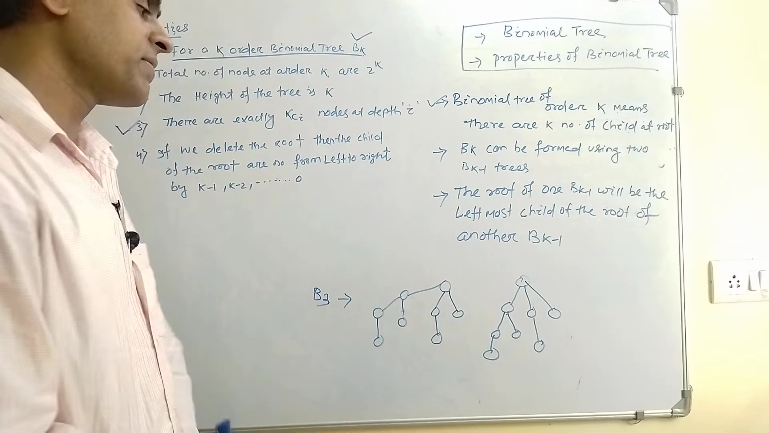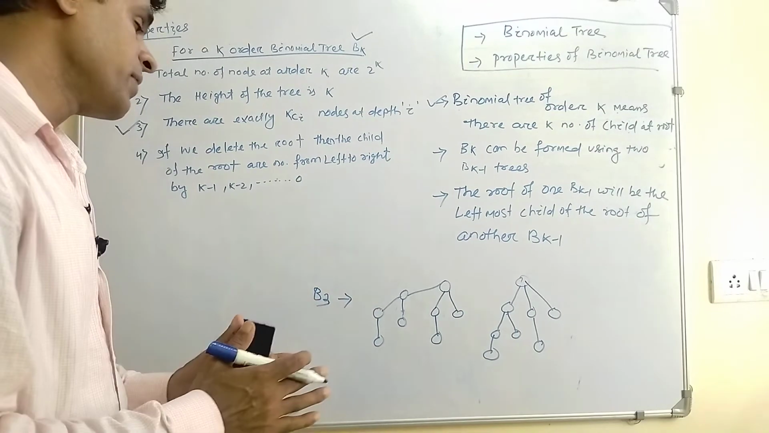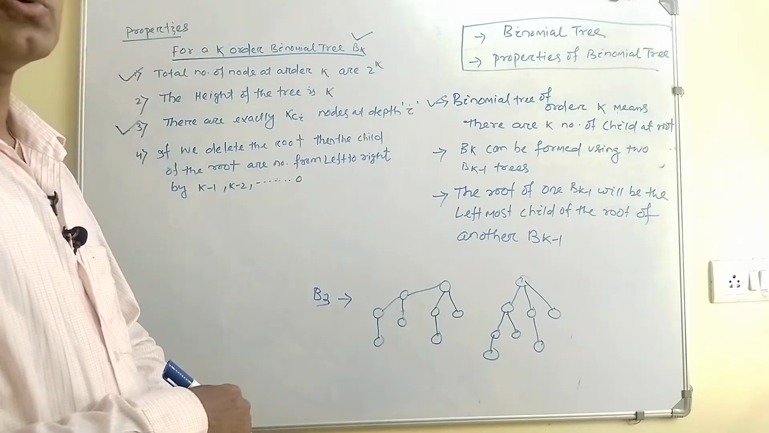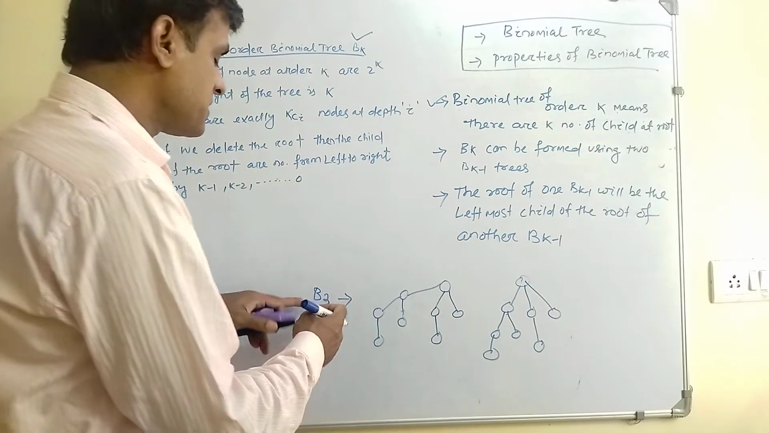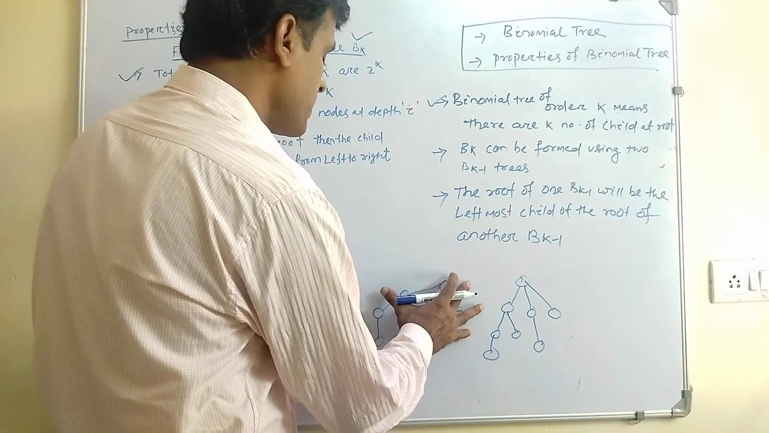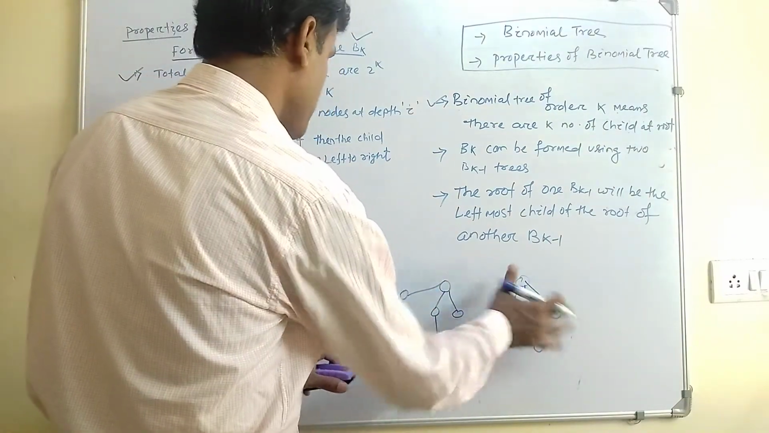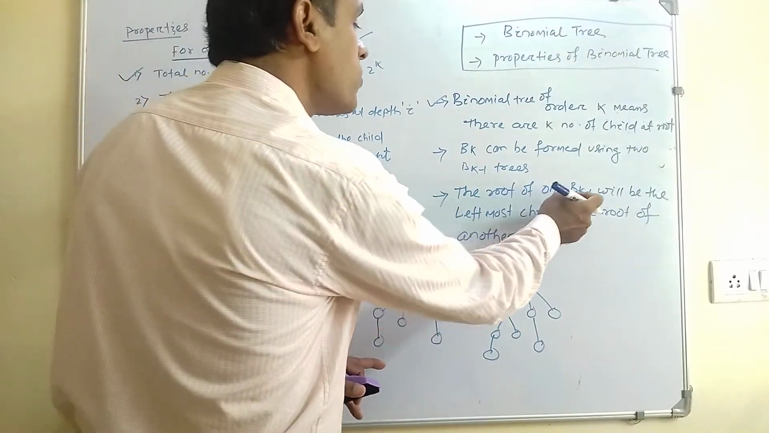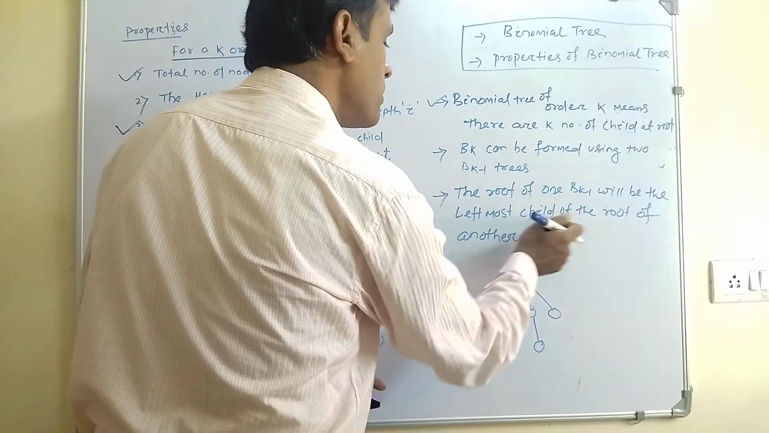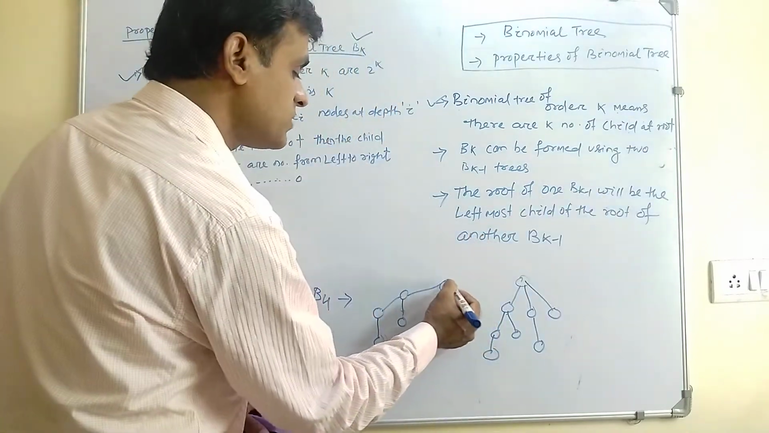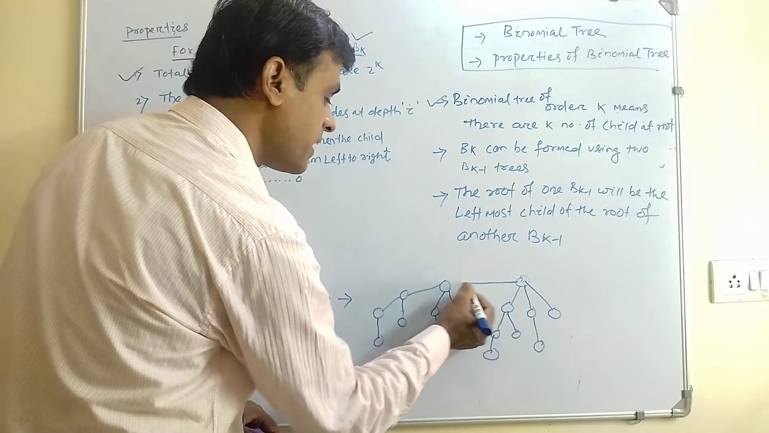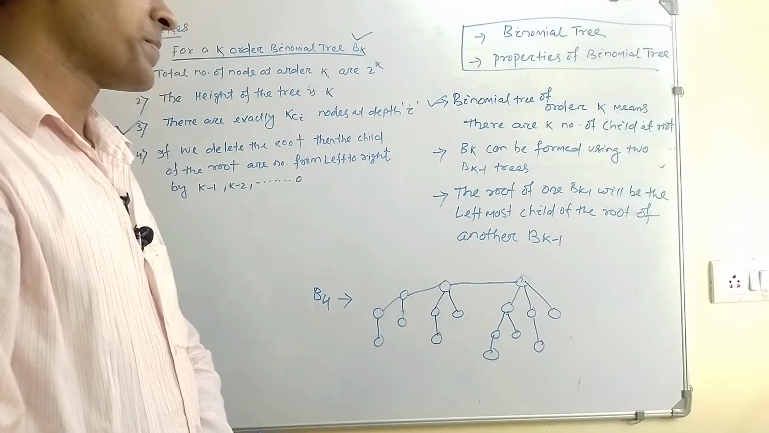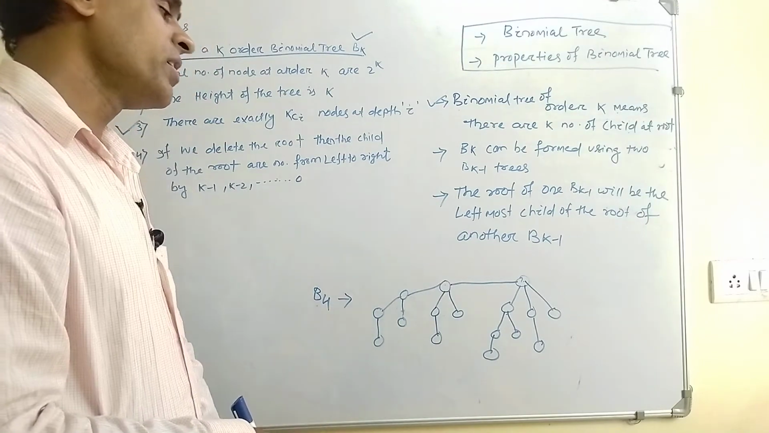So if you want to construct a binomial tree of order 4, what do you have to do? You construct it like this. This is a binomial tree of order 3, and this is a binomial tree of order 3. The root of one B(k-1) will be the leftmost child of the root of the other. So this is one root, this is another root, and one will be the left child of the other. If this is the case, this is a binomial tree of order 4.